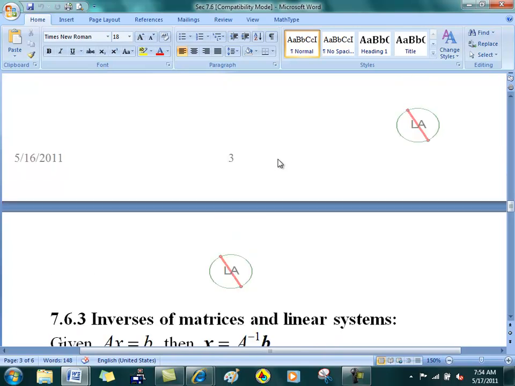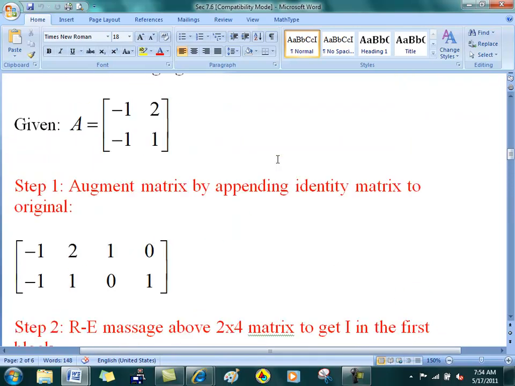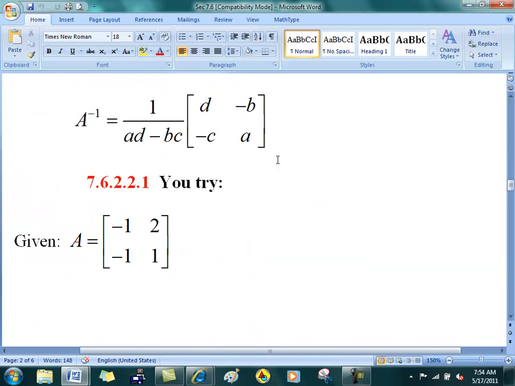The answer is exactly, isn't this the same matrix that we had before? Negative 1, 2, negative 1, 1. Same as what we had before. It's the same matrix.